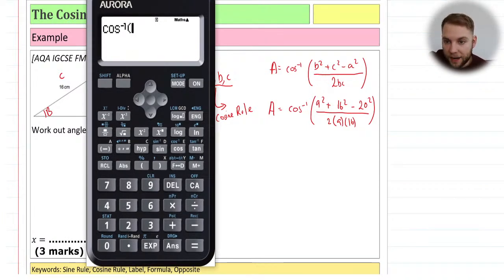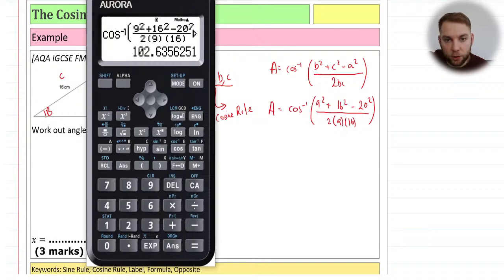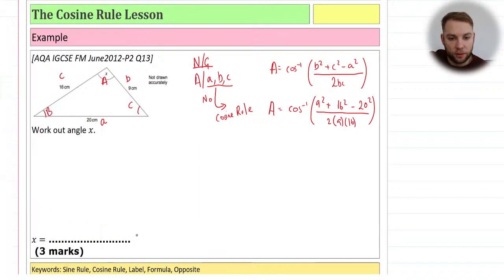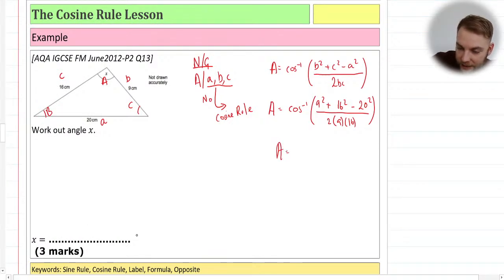So, shift cos to the minus 1 of my fraction button, which is 9 squared plus 16 squared minus 20 squared all over 2 times 9 times 16. Close that bracket on the right, which is equal to 102.6 to 1 decimal place. So A is equal to 102.6. It's 6.3, so it rounds to 6 to 1 decimal place.